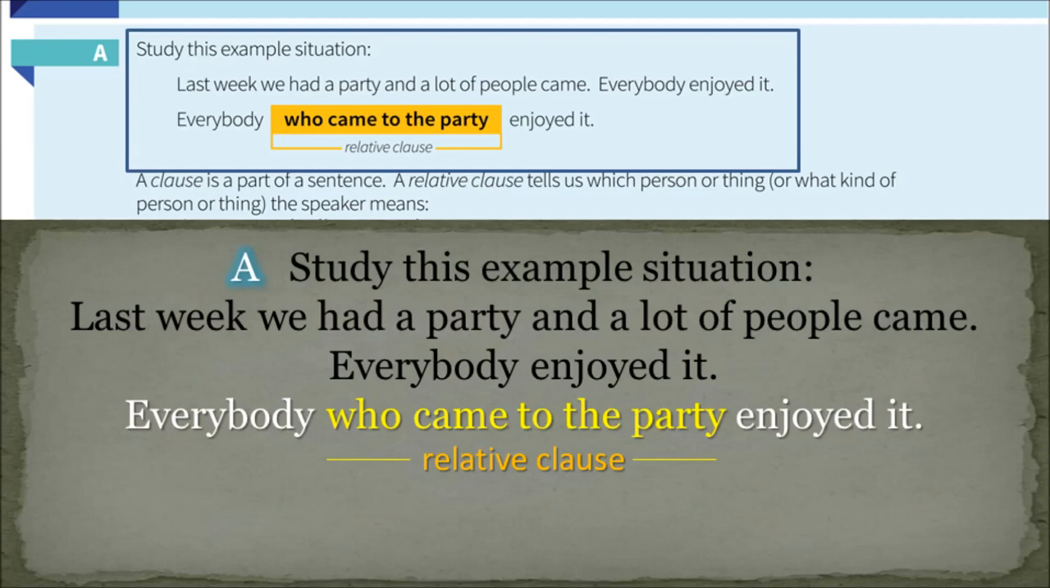A. Study this example situation. Last week we had a party, and a lot of people came. Everybody enjoyed it. Everybody who came to the party enjoyed it. Who came to the party is a relative clause.